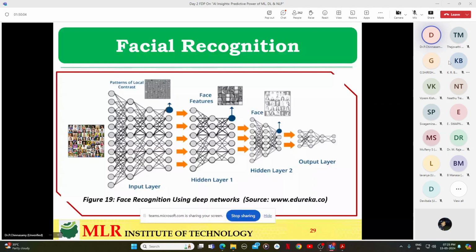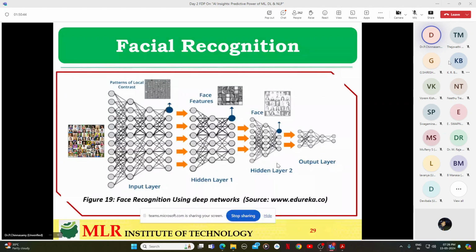Again, the same will be processed in hidden layer two. To visualize it easily, the number of layers reduces from the input layer to hidden layer one, and reduces again in hidden layer two, right? So why are we reducing? Because we take n number of features, and slowly we reduce the layers to the predicted output. That happens in the last one, which is called the output layer.